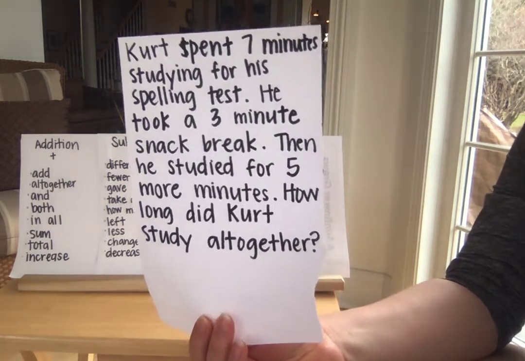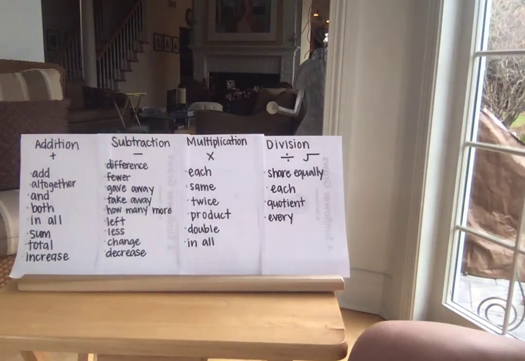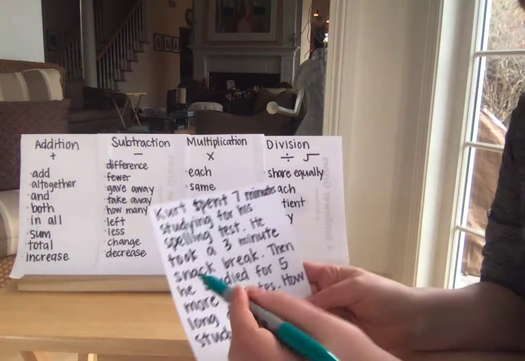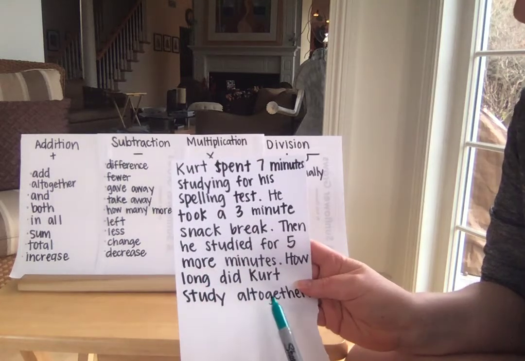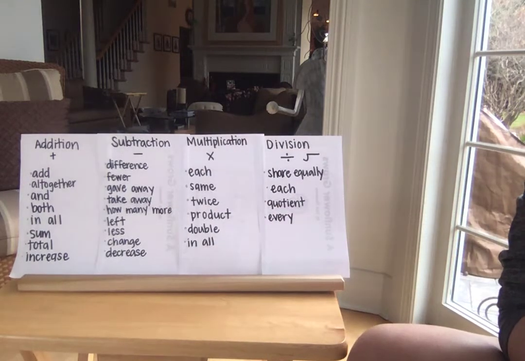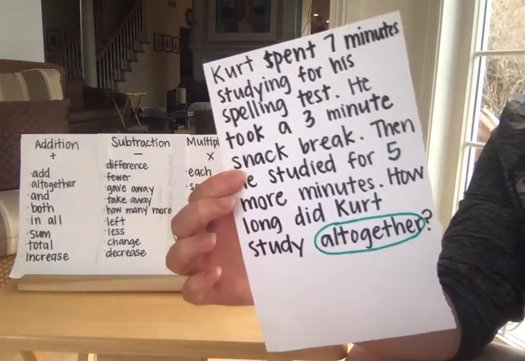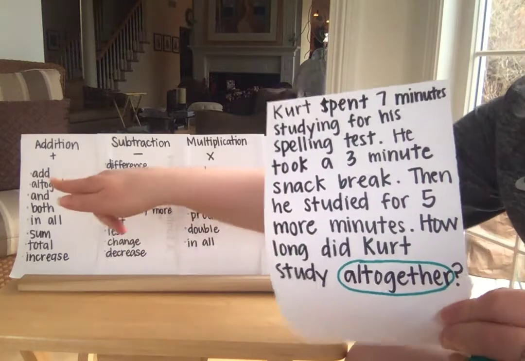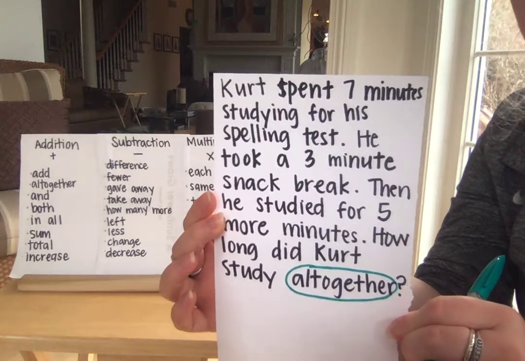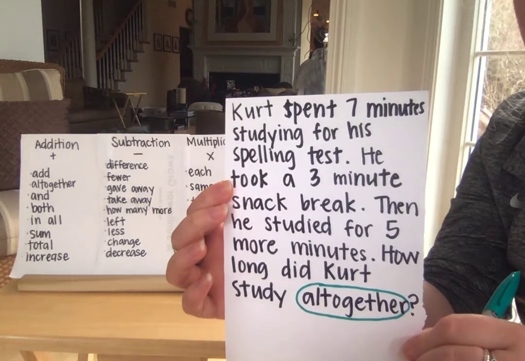So first what I want to do is circle my keyword so I know what operation I need to use. So I'm looking over here and I heard more and I heard altogether. I'm going to circle altogether. Altogether tells me that we are going to be using addition to solve this problem. All right. Now, the question is, how long did Kurt study altogether?